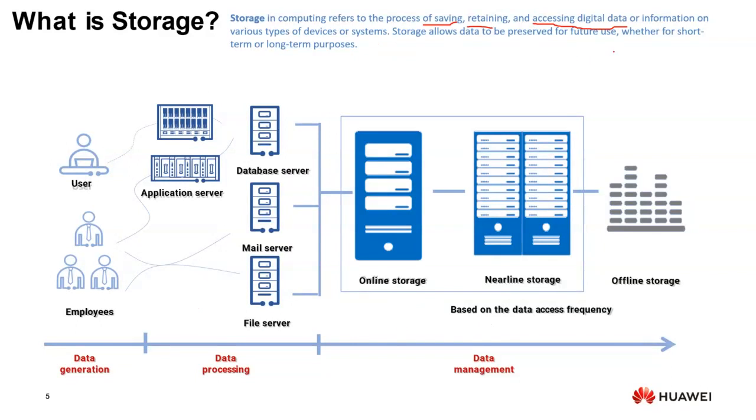For various types of devices. So basically, we can save, retain, and access digital data and information in various types of devices or systems, okay? This allows data to be preserved for future use, whether for short-term or long-term purpose. For example, you may store or save information, and after many years, you can still come back to it, right? So this is for a long-term purpose.